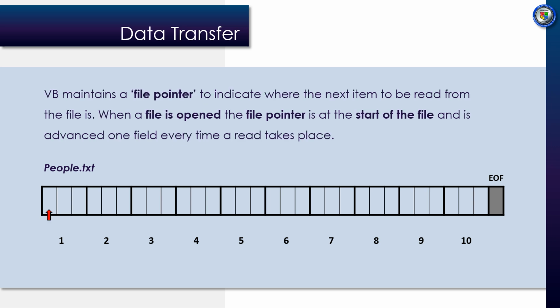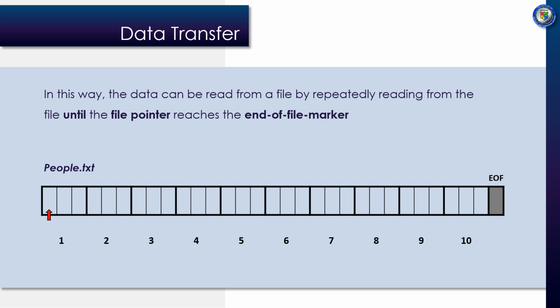Visual Basic maintains a file pointer to indicate where the next item to be read from the file is. When a file is opened, the file pointer is at the start of the file and is advanced 1 field every time a read takes place. In this way, the data can be read from a file by repeatedly reading from the file until the file pointer reaches the end of file marker.